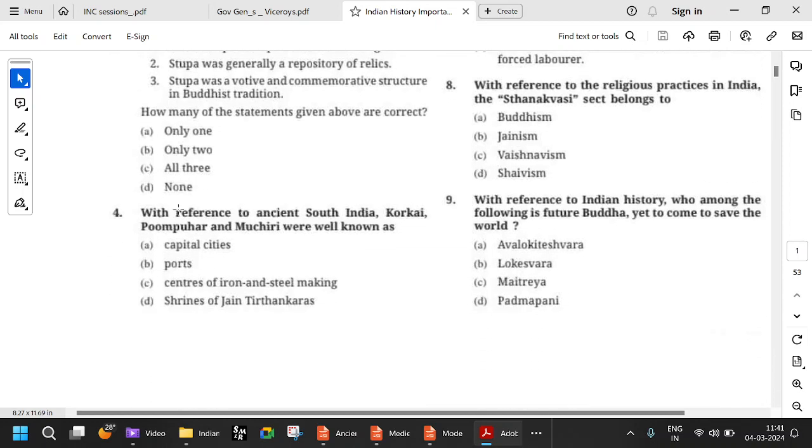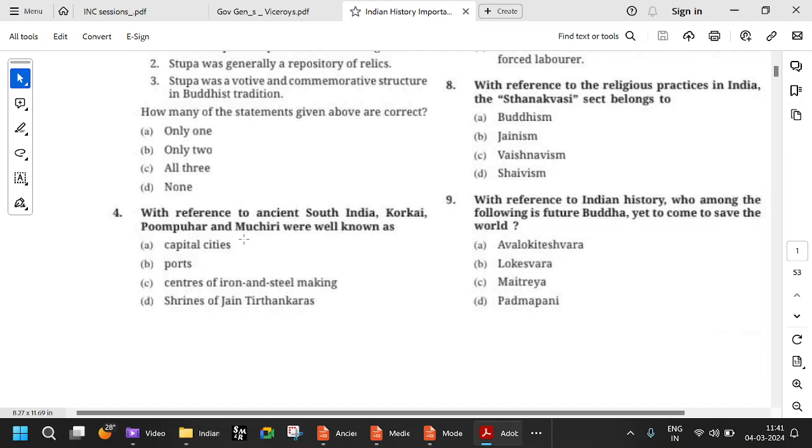So this question was recently asked. With reference to ancient South India, Korkai, Pumpuhar, and Muchiri. This Muchiri, also called Muziris, is almost near Kerala. In the South you have three major kingdoms. The Cholas. The Cholas formed much of southern Andhra Pradesh and northern Tamil Nadu. All that region comes under the Cholas.